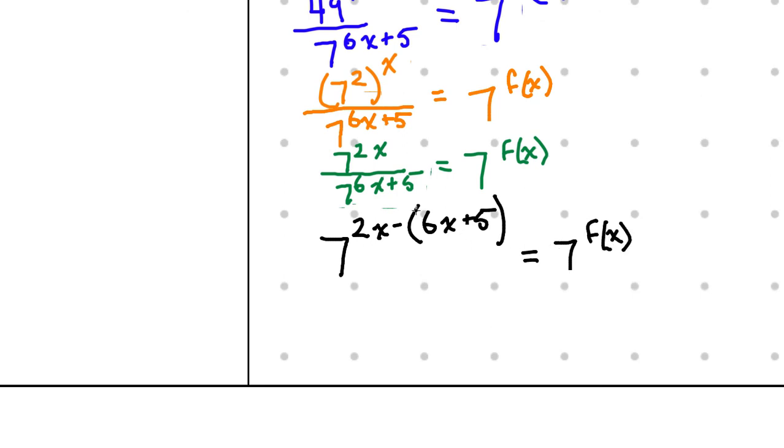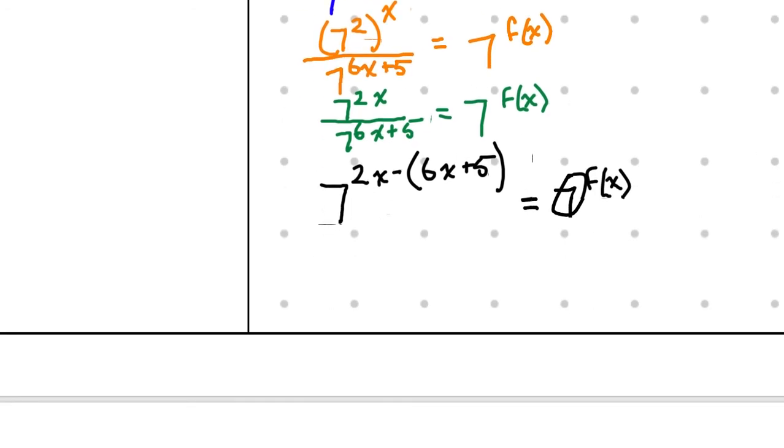All right, I just need to simplify. Again, this is my answer. It just needs to be simplified because if I have the same base, I must have the same exponents. That's the general rule for this lesson. So go ahead and simplify. This is going to be 7 to the power of, this negative is really distributed, so it's a negative 6x, a negative 5, and I can now make this a plus. So it's going to be 2 minus 6 is negative 4, so negative 4x, and then minus 5, equal to 7 to the power of f of x.